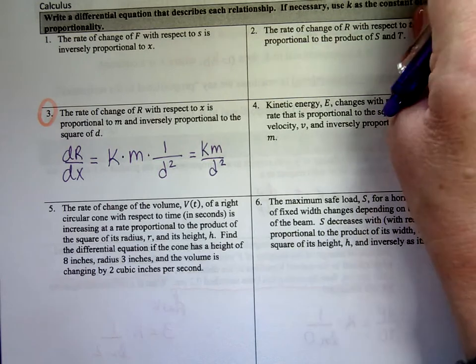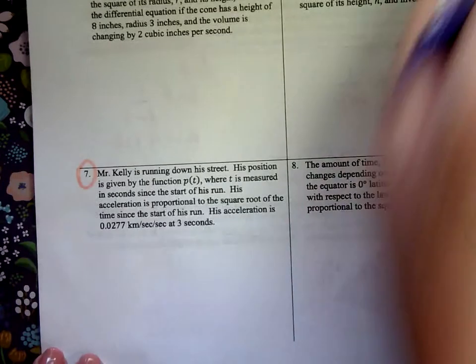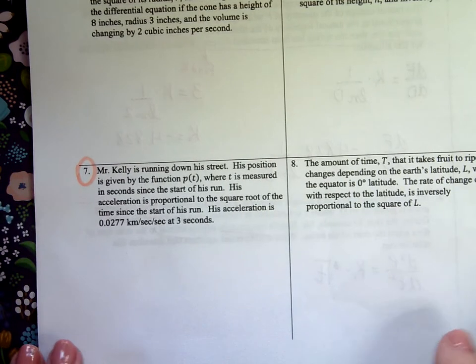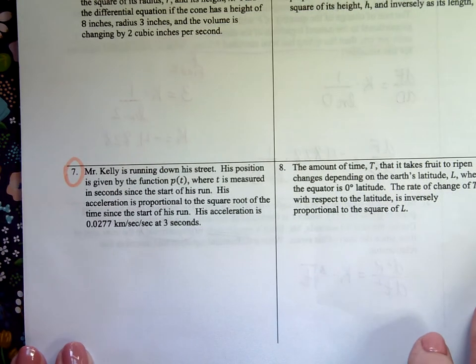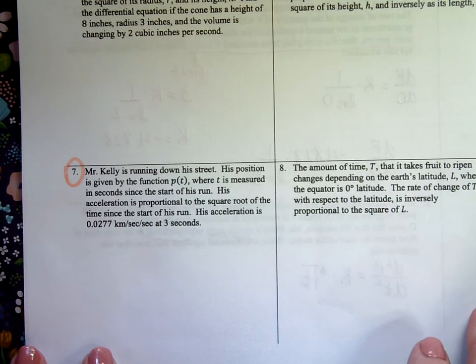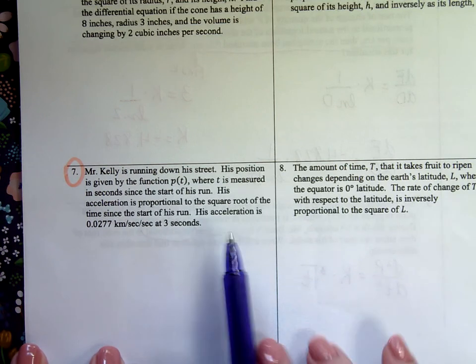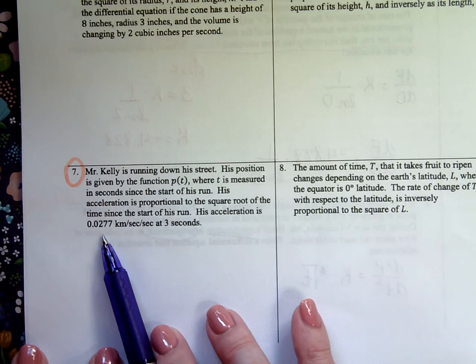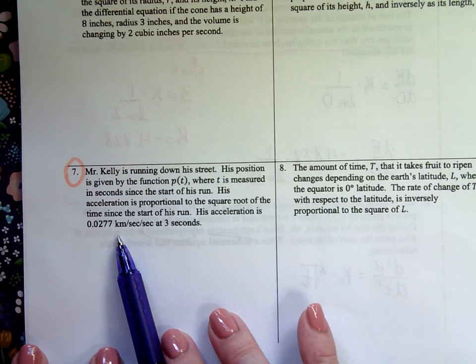All right, number 7 is the next one I chose. Mr. Kelly's running down his street. His position is given by the function P of t, where t is measured in seconds since the start of his run. His acceleration is proportional to the square root of the time since the start of his run. His acceleration is 0.0277 kilometers per second at 3 seconds.